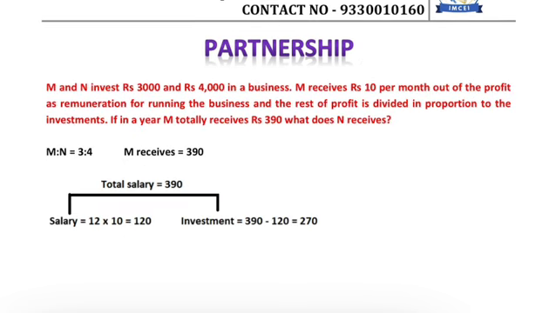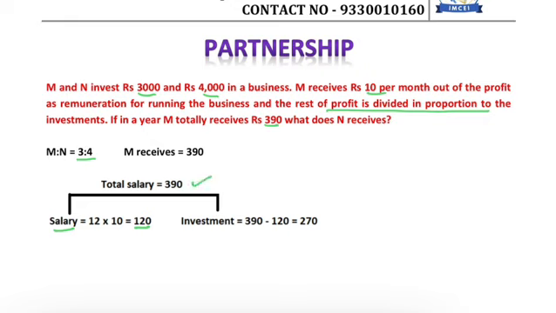Next question: M and N invest 3,000 and 4,000 in a business. So their investment ratio is 3:4. M receives 10 per month out of the profit as remuneration for running the business. So as a salary, M is receiving 10 per month. The total salary M receives for a year is 120 rupees. The rest of the profit is divided in proportion to their investment. If M in a year receives 390 in total, what does N receive?